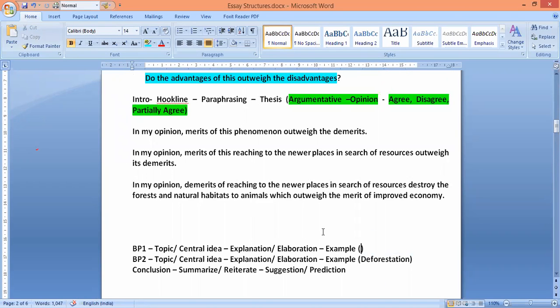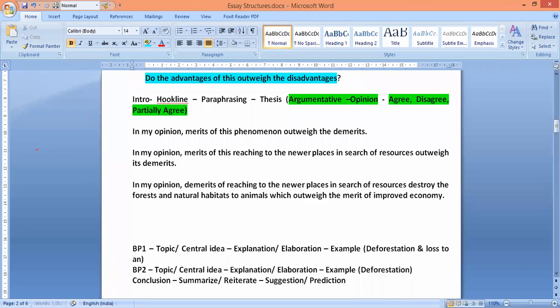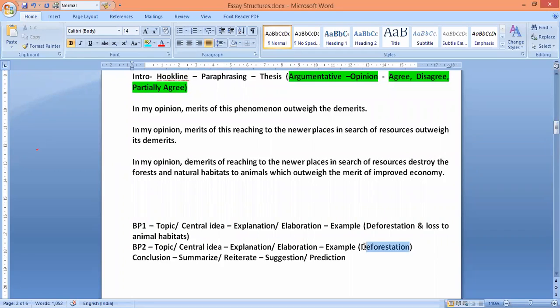According to this thesis, one advantage... It's destroying forest and natural habitat. Maybe deforestation. Destroying the forest is deforestation actually. So deforestation, and loss of animal habitats. And what will you write in BP2? Economy, because you are saying the economy is the main advantage of this.